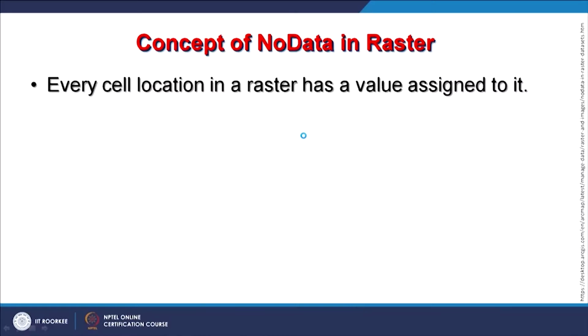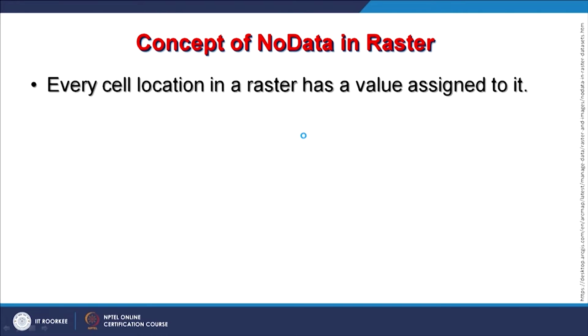NoData means there is some value, but it is not 0. So NoData is not 0. This is the first statement here, and then we will see how it is important in GIS.